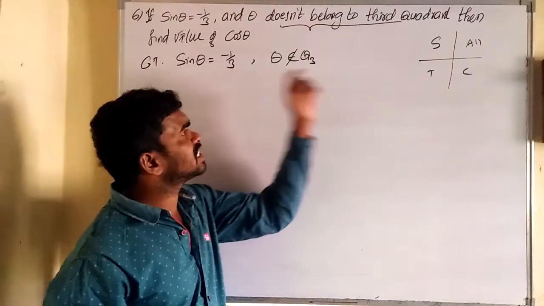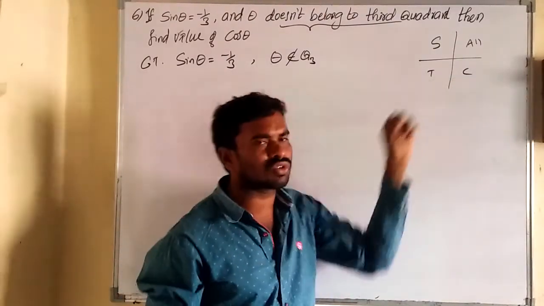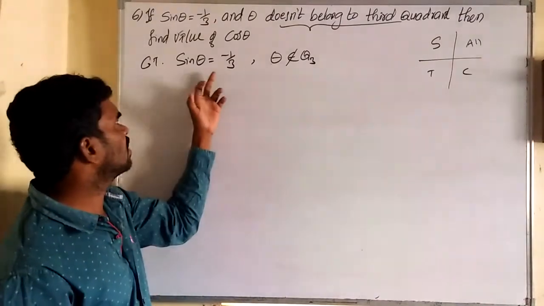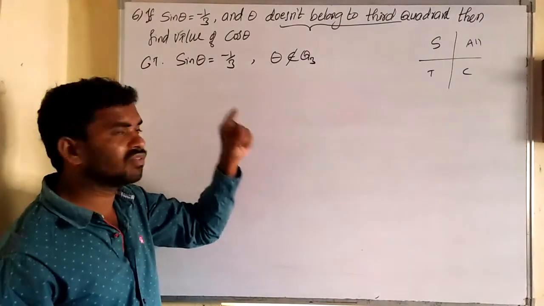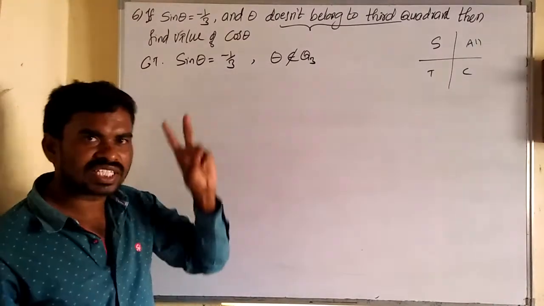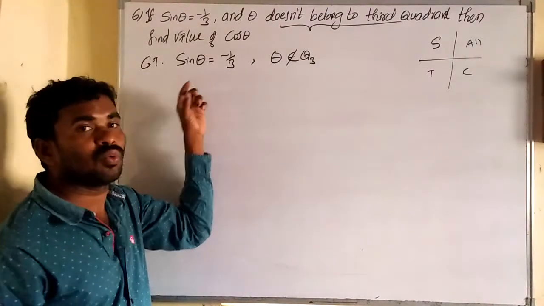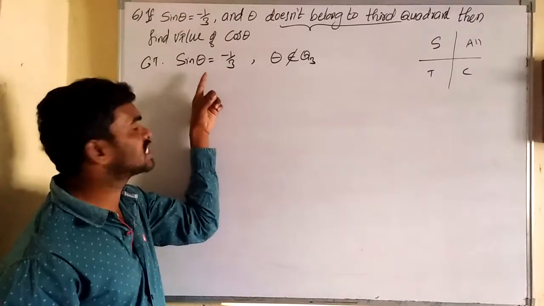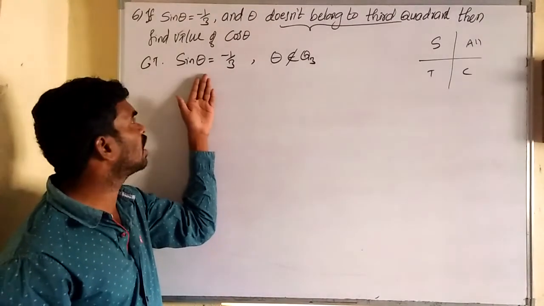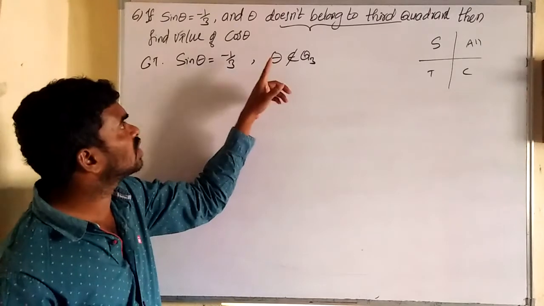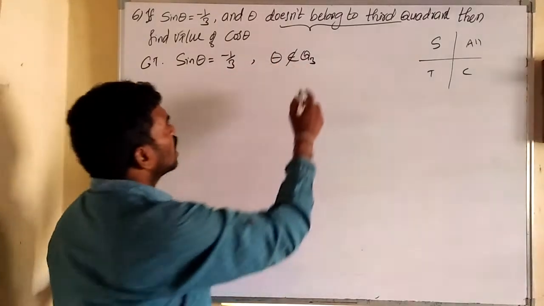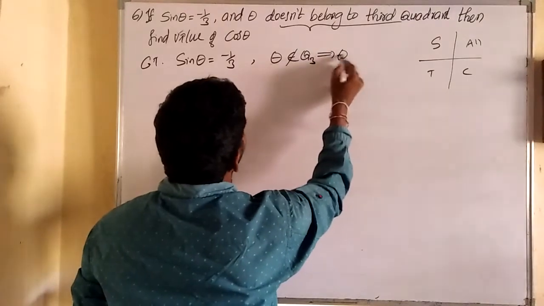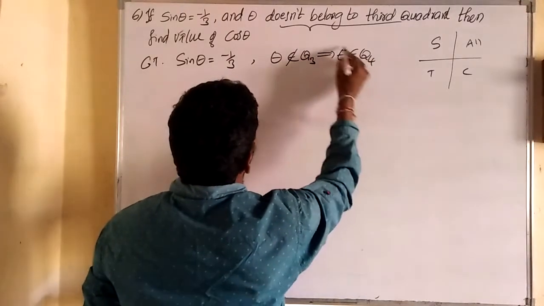Sin negative means it may be third quadrant or fourth quadrant. Am I right? From the given information, it may be third or fourth quadrant, because in the first quadrant sin is positive, in the second quadrant sin is positive, only in the third and fourth it is negative. But here it is not the third quadrant. That means we can say that theta belongs to the fourth quadrant.